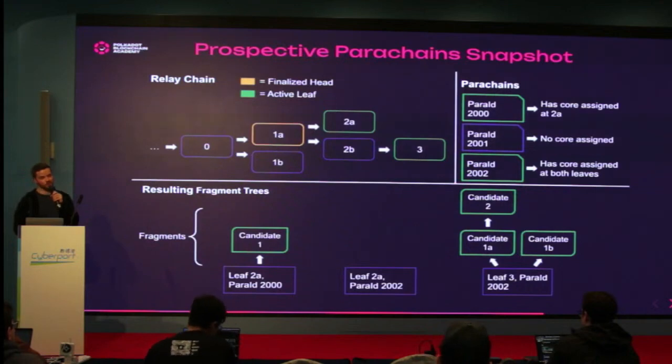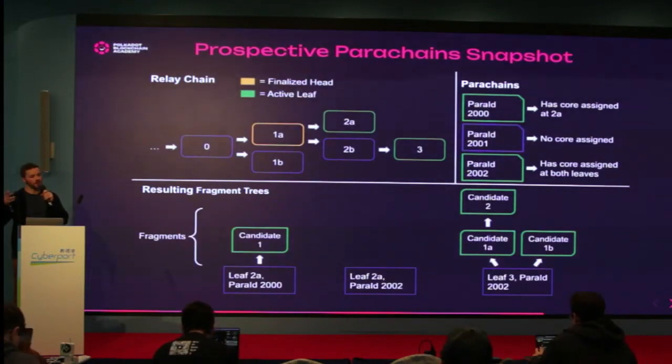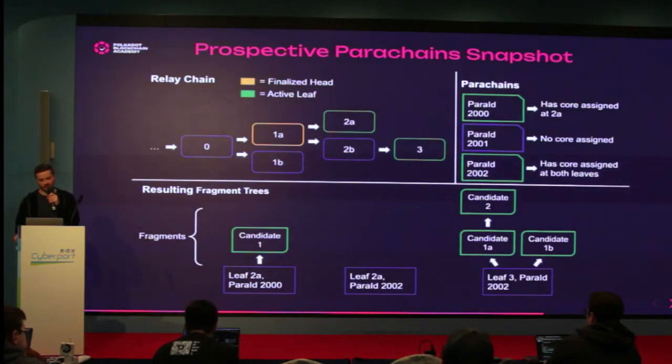And to cover again what an active leaf is, for instance, block 2B on the relay chain would not be an active leaf because it's not a leaf. And block 1B on the relay chain here is not an active leaf because it is behind finality. It does not descend from the finalized block. All right, so fragment trees are built per scheduled parachain at each leaf. So if a parachain is unscheduled, that is, if there's no execution core on Polkadot that is assigned to that parachain, we don't need to keep track of candidates for that parachain because we're not going to be including any of them on the relay chain very soon.